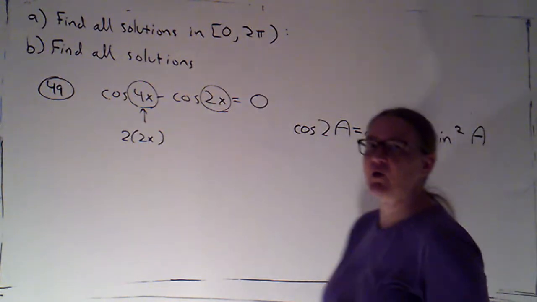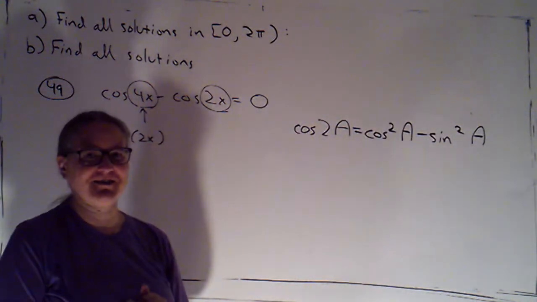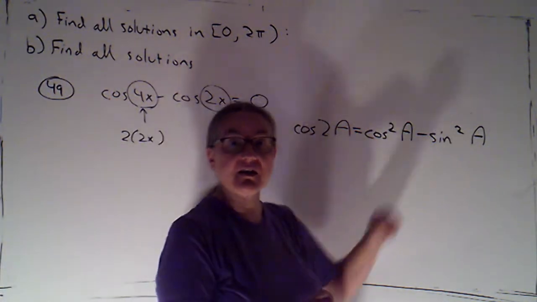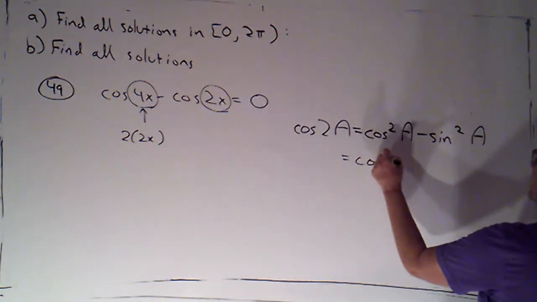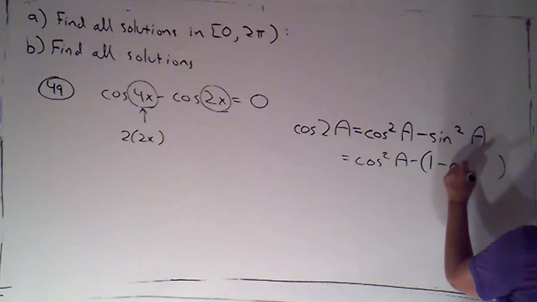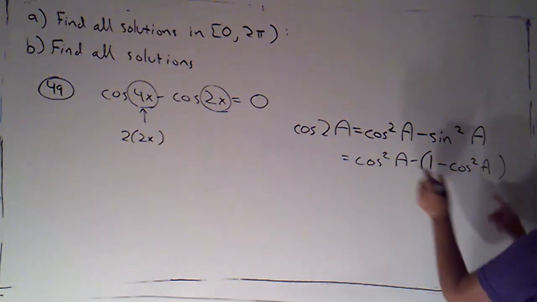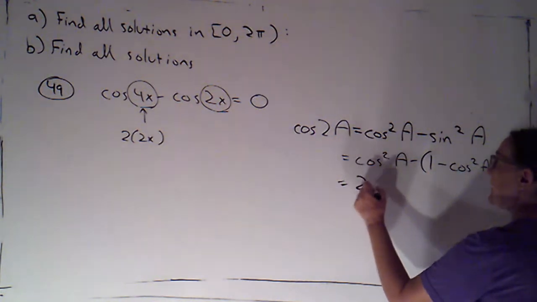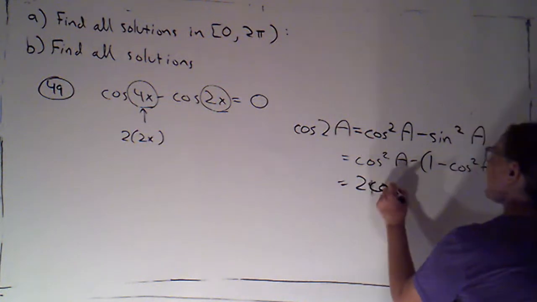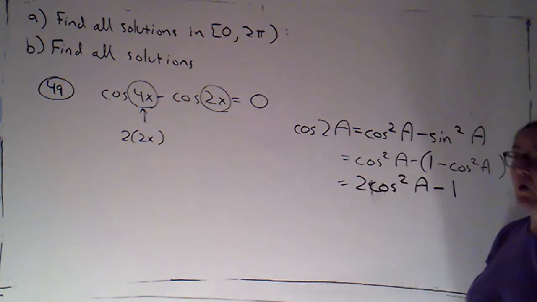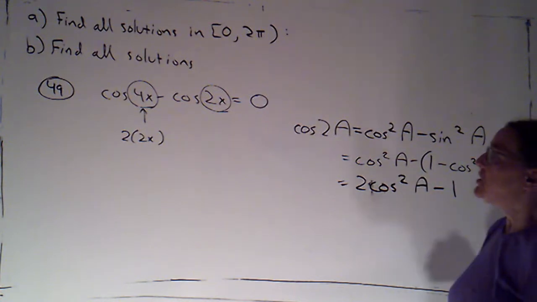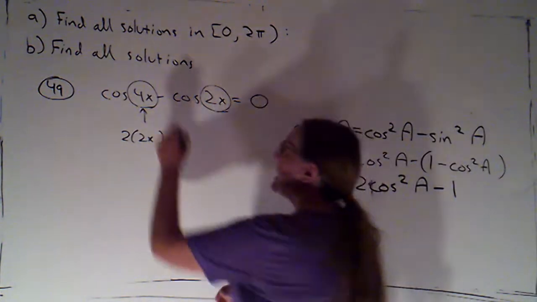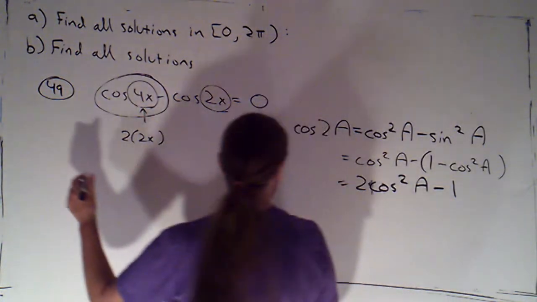That version's not quite so helpful because it has two different trig functions in it. But I can see I've got some cosines already, so let's try to just get rid of those sines. So this would become cosine squared a minus the quantity 1 minus cosine squared a. And when I distribute the negative, the 1 is negative, the cosine squared becomes positive. So I get 2 cosine squared a minus 1.